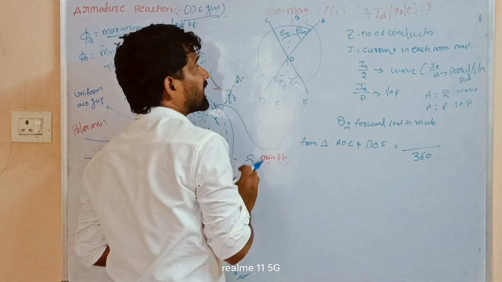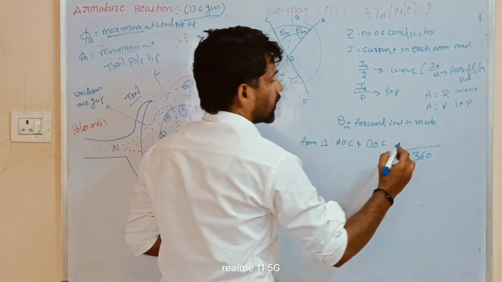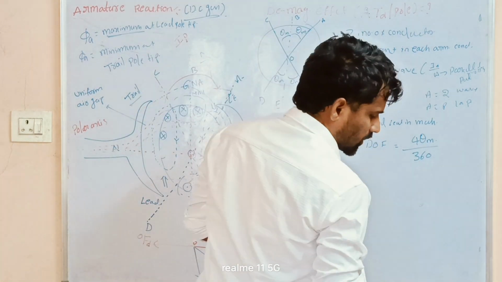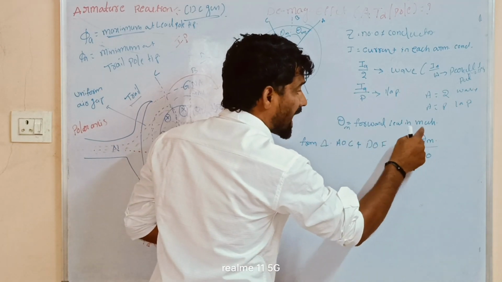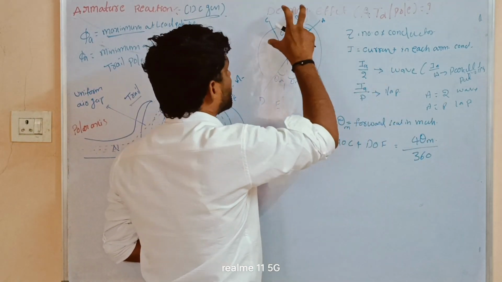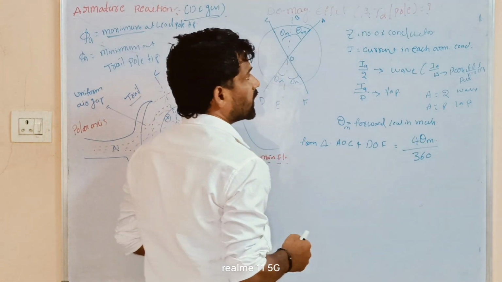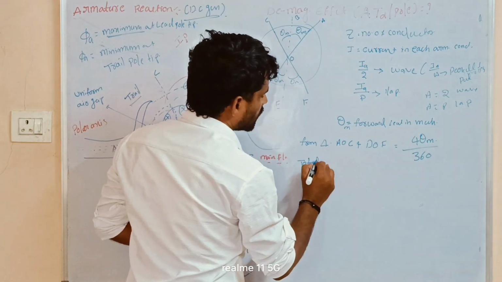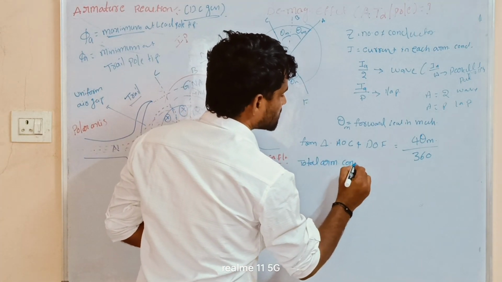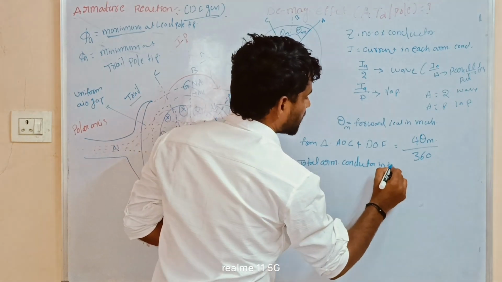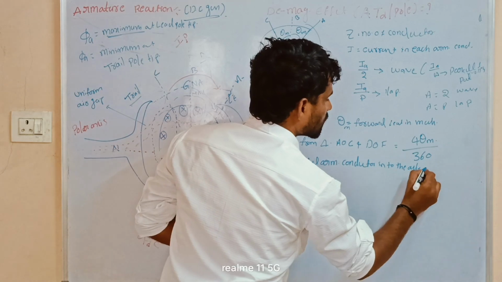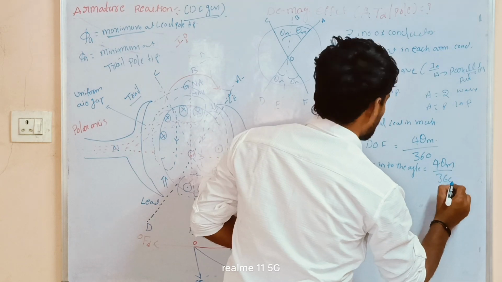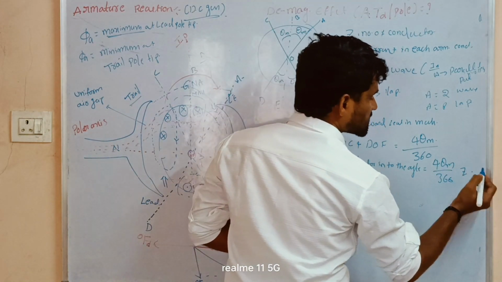So how much part will be the demagnetization effect? 1, 2, 3, 4 parts. 4 into theta m. So only this much of the axis is under the demagnetization effect: 4 theta m by 360 degrees. Now in this case, some armature conductors will be there. Total armature conductors in the angle is 4 theta m by 360 into the total armature conductors, where armature conductors is equal to Z.